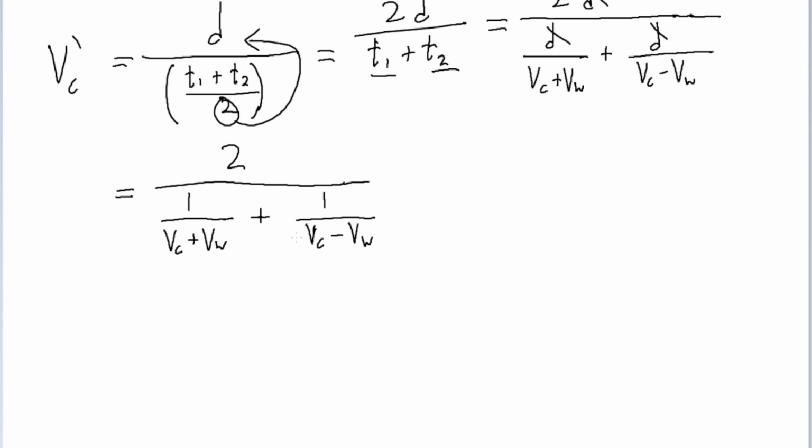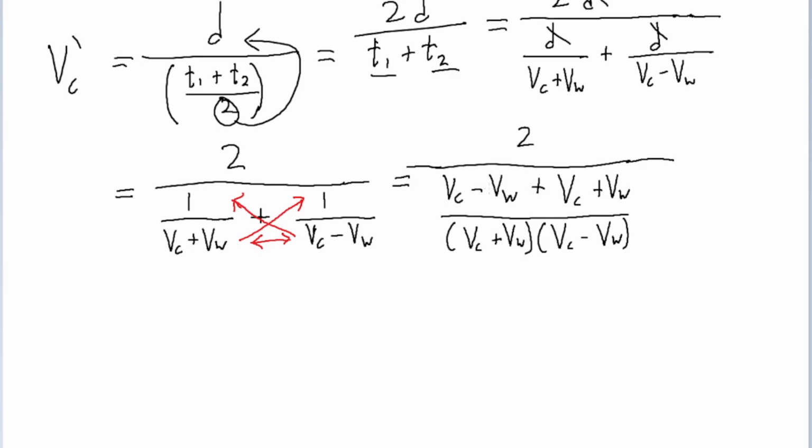Notice that our denominator is still pretty messy, so we're going to use the least common denominator cross multiplication method to clean this up. Like this. Notice that in our denominator's numerator, we have a negative v sub w and a positive v sub w being added to one another. They can just cancel out.